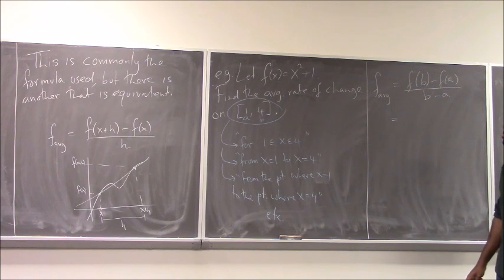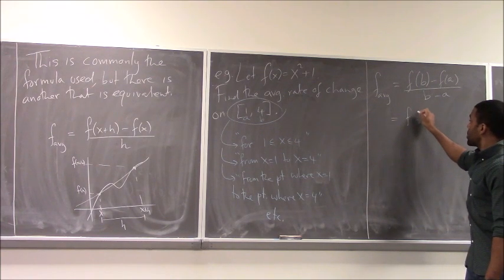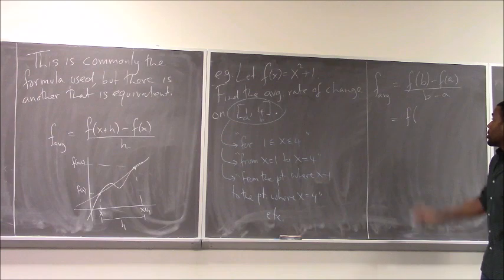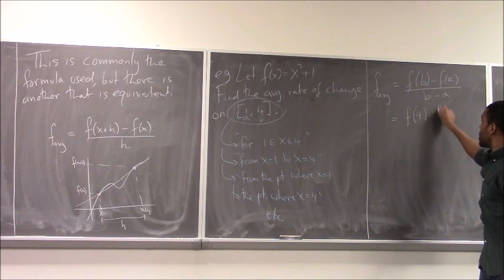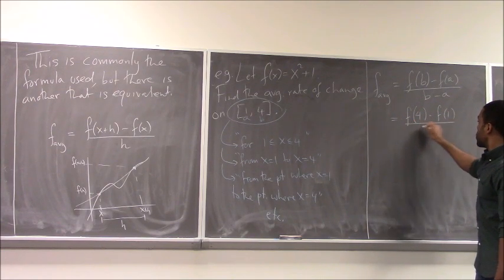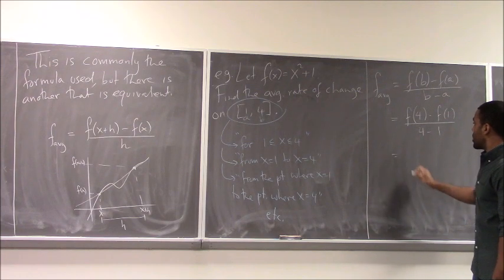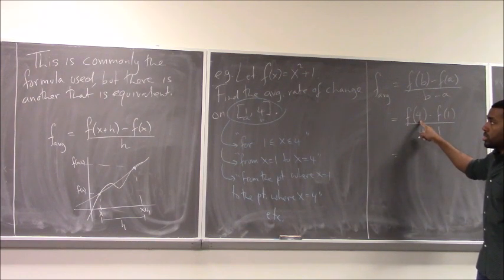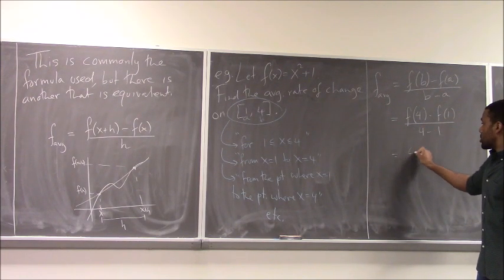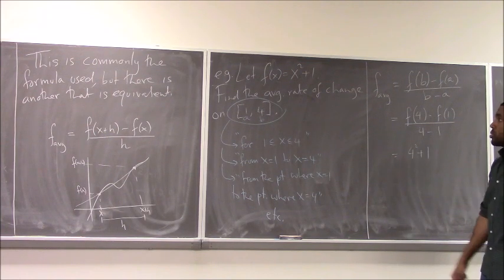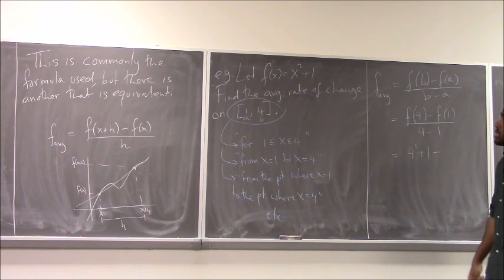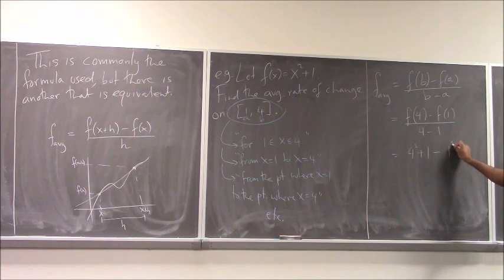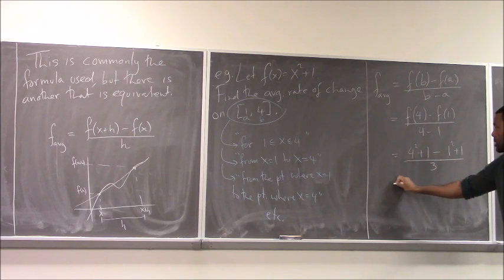F of b is 4 squared plus 1, which is 17. Well, let's just write it down. f of 4 minus f of 1 over 4 minus 1. And so now you're telling me what? f of 4 is 17. So it's 4 squared plus 1, which will give you 17, minus 4 squared plus 1 is 2, over 3. Is that okay?